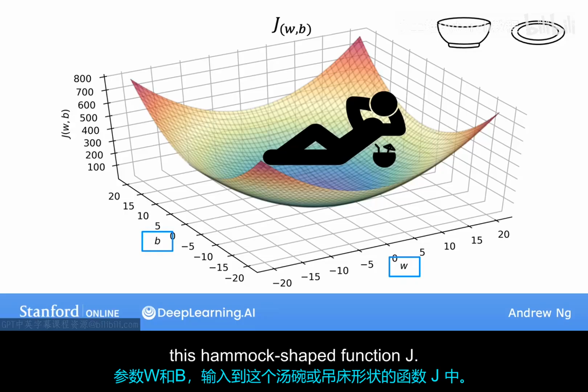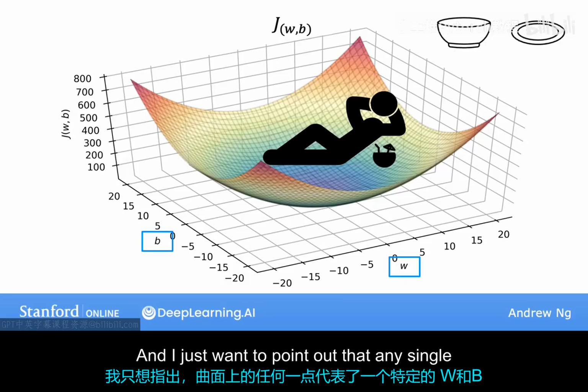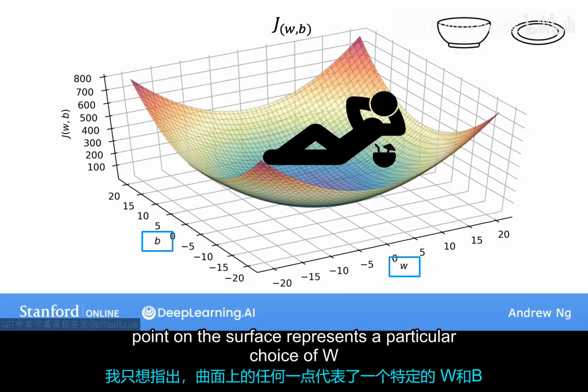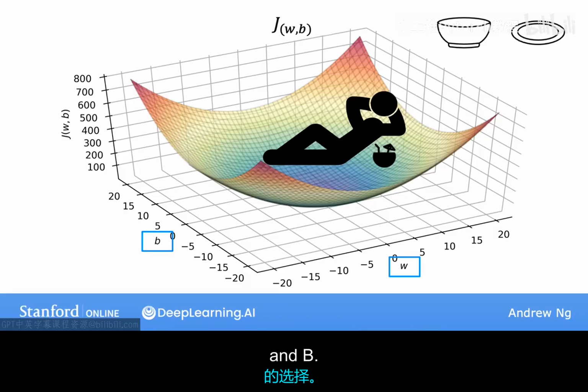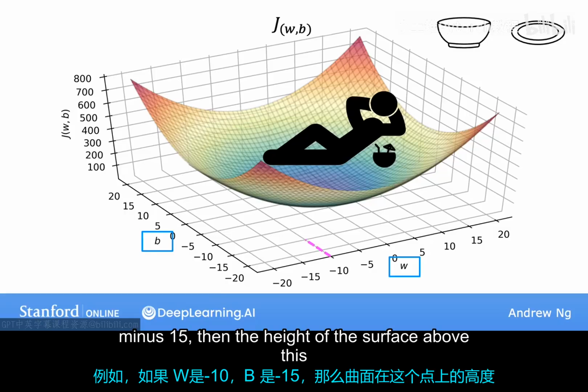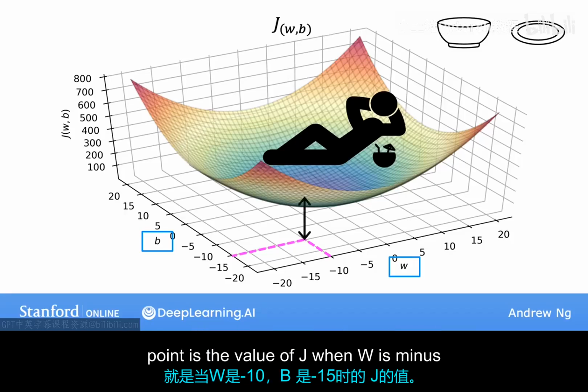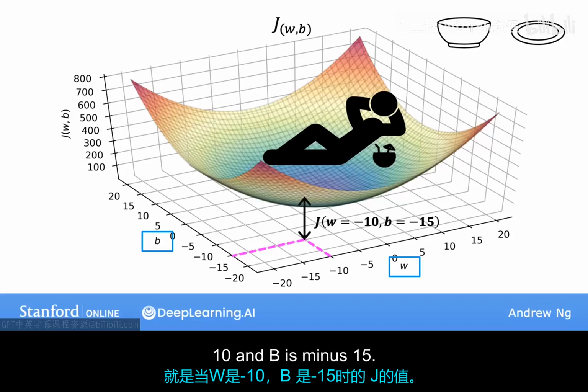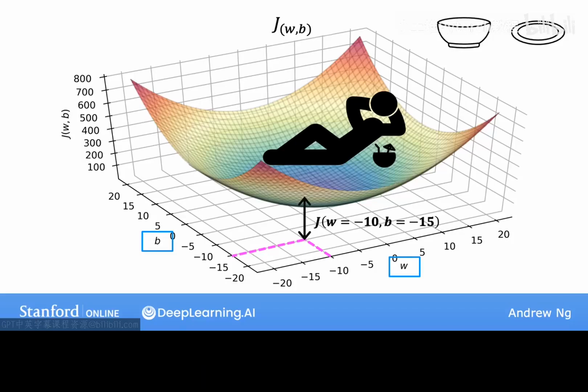And I just want to point out that any single point on this surface represents a particular choice of w and b. For example, if w was minus 10 and b was minus 15, then the height of the surface above this point is the value of J when w is minus 10 and b is minus 15.